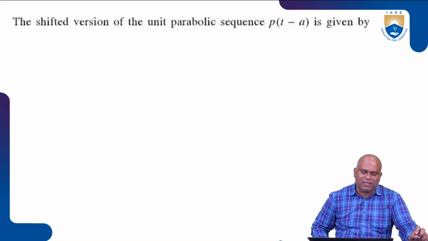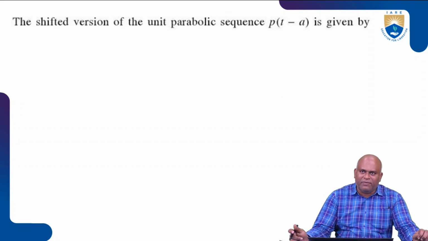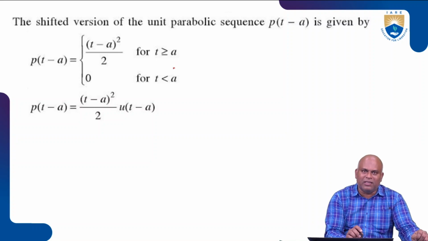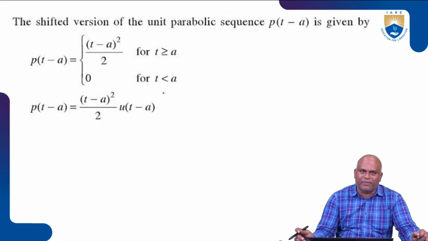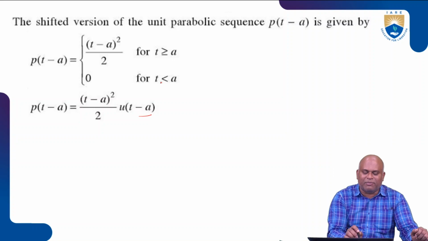This unit parabolic function can also be used for the shifted version of the unit parabolic signal. p of t minus a is given, as a mathematical model, by p of t minus a is equal to t minus a whole square divided by 2 for t greater than or equal to a, and 0 for t less than a. An alternate way to write the mathematical model is p of t minus a is equal to t minus a whole square divided by 2 u of t minus a. This u of t minus a is the representation of the interval period, for t greater than or equal to a and t less than a, the value is equal to the unit step.